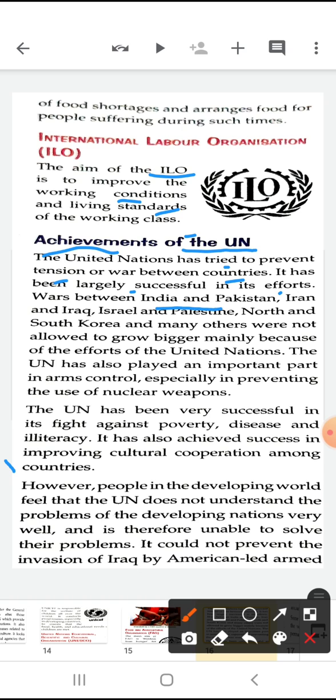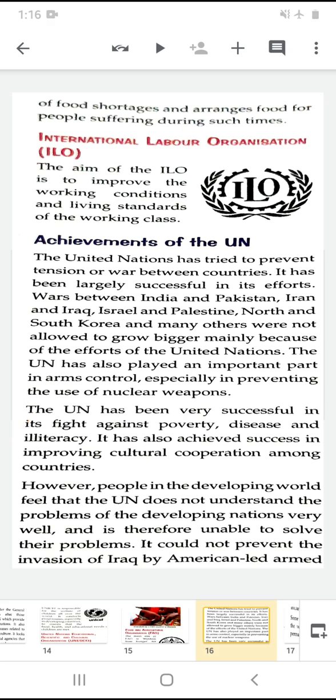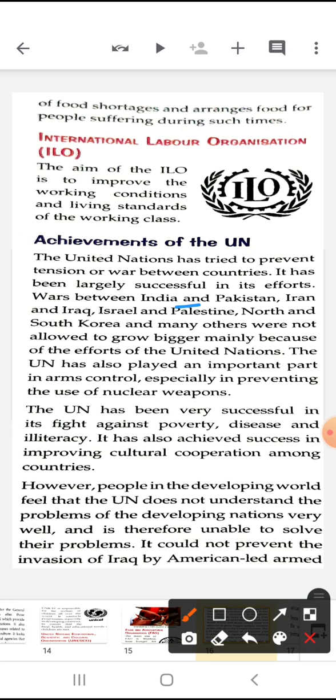Wars between India and Pakistan, Iran and Iraq, Israel and Palestine, North and South Korea and many other countries were not allowed to grow bigger, mainly because of the efforts of the United Nations. The United Nations also plays an important part in arms control, especially in preventing the use of nuclear weapons. This is the achievement.